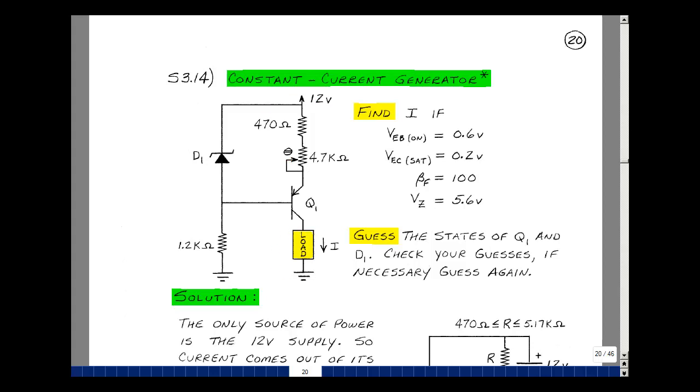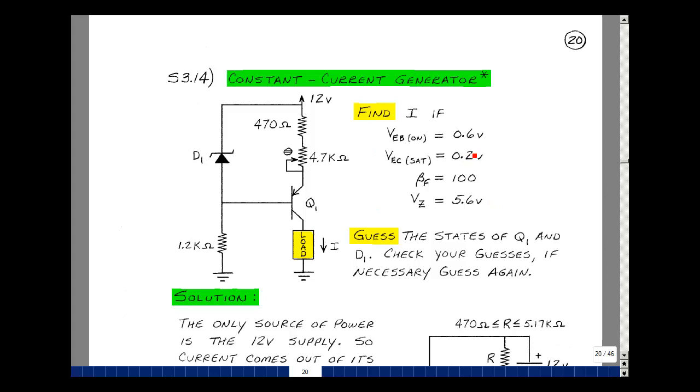The circuit is called a constant current generator and was published in Nuts and Bolts magazine in volume 24, number 8, and the article was entitled Bipolar Transistor Cookbook, Part 2. This is a collection of very practical bipolar transistor circuits. Could you find this current I if these are the specs of the transistor and the Zener diode?